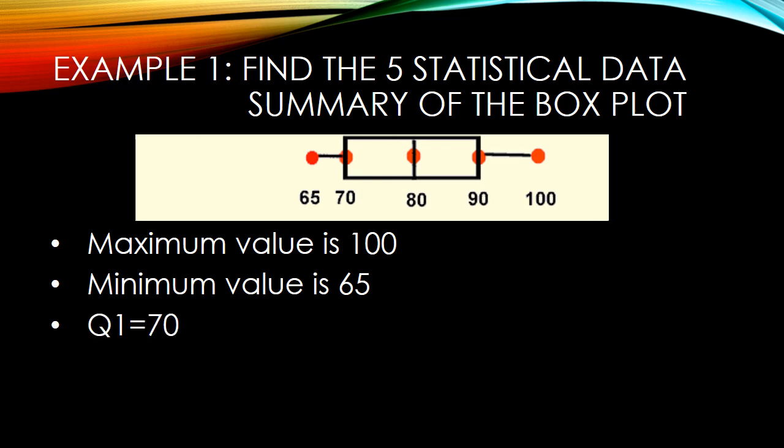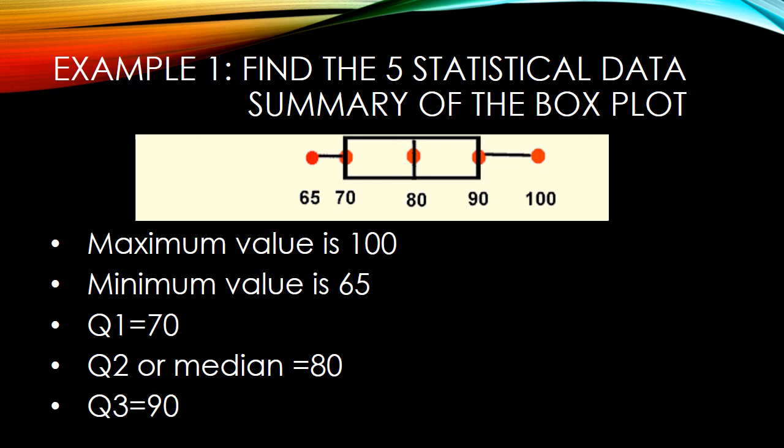Now, the first quartile is 70, which is the value after the minimum. The median or second quartile is 80, which is the value in the middle of the box. Sometimes it's shifted to the right or left. That's the median. And the third quartile is 90.